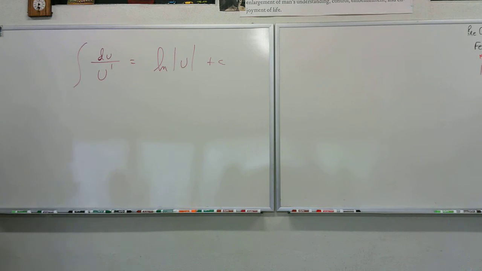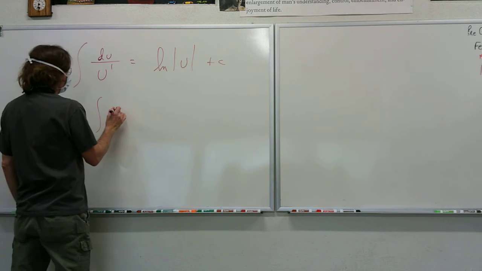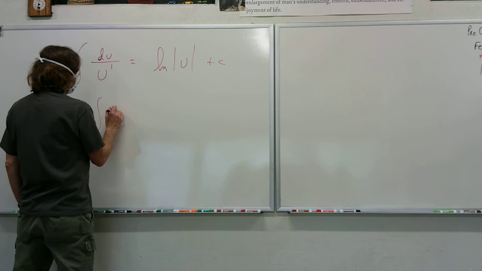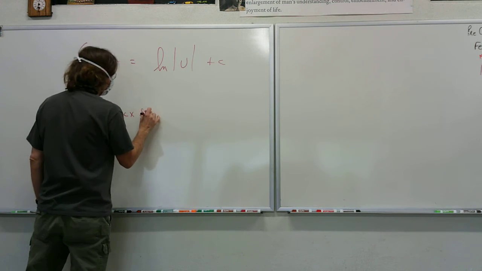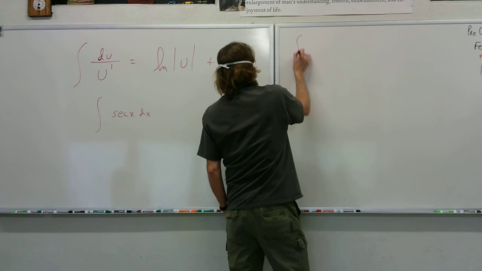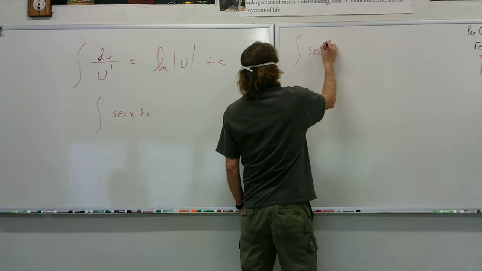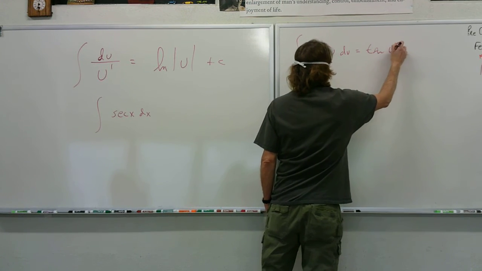Now, if you wanted to integrate secant x dx. Now, if you wanted to integrate secant squared x, it's really easy. Secant squared u du is equal to tangent u.